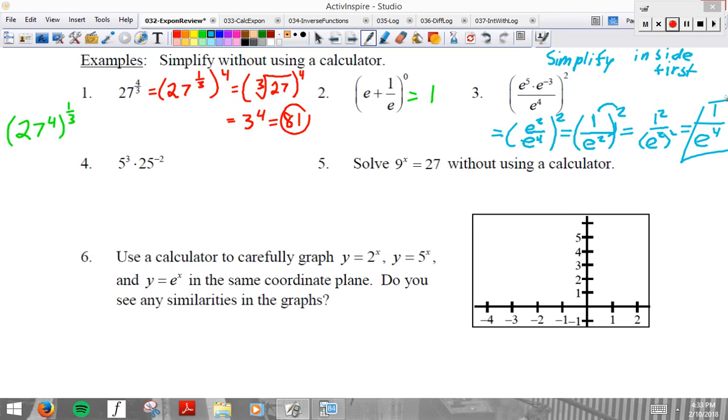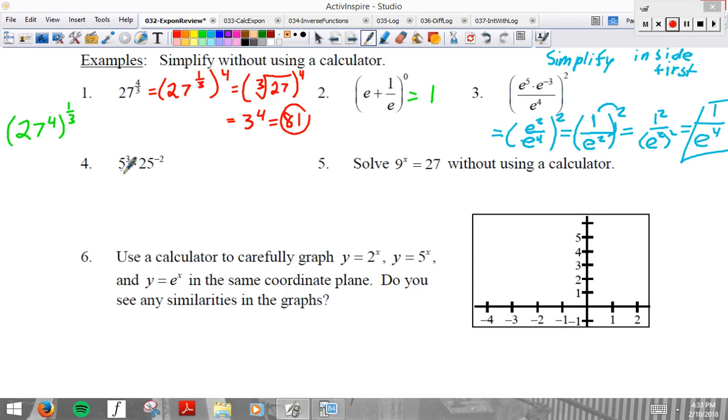Again, if you tried this problem out on your own and you got e to the negative 4, I would mark that wrong. If I tried this problem out on my own and I got 3 to the 4th, I would mark it wrong. If it says simplify, you must simplify. All right, go ahead, try this one out. 3, 2, 1.